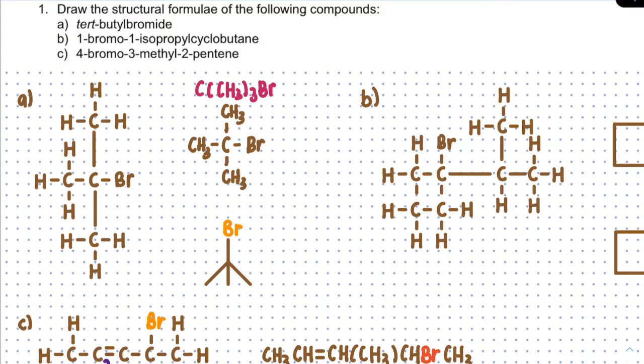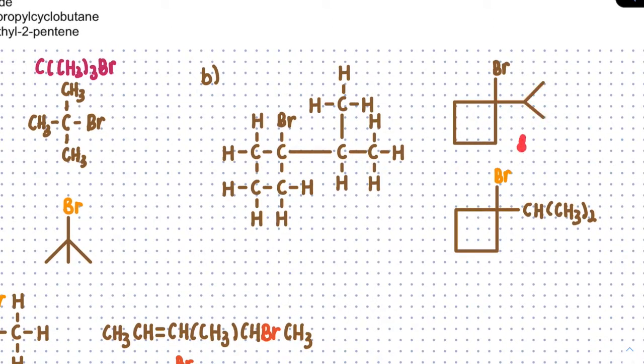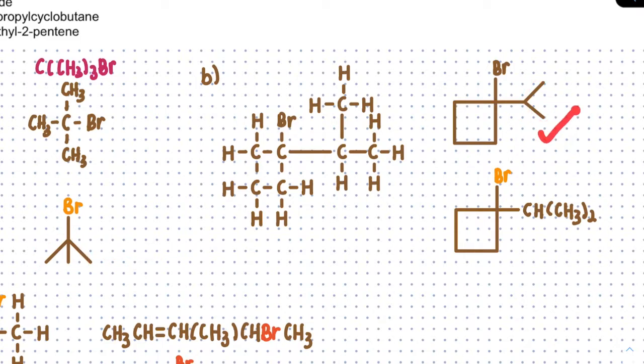Next is 1-bromo-1-isopropylcyclobutane. This one is the fully expanded version. This is our cyclobutane, and on the same carbon, we have bromo and we have our isopropyl. For isopropyl, the easy way is in the skeletal structure. Iso is easy to remember as a fish, the tail of a fish. So this is our fish tail. Isopropyl and tert-butyl are different: isopropyl is the fish, while tert-butyl is like a chicken's foot. So this is for the skeletal structure.